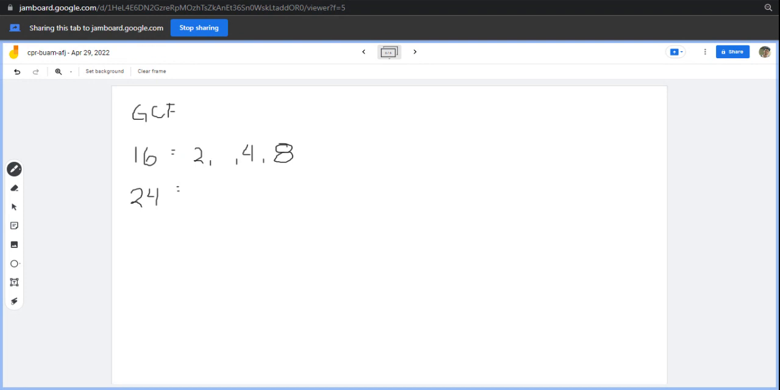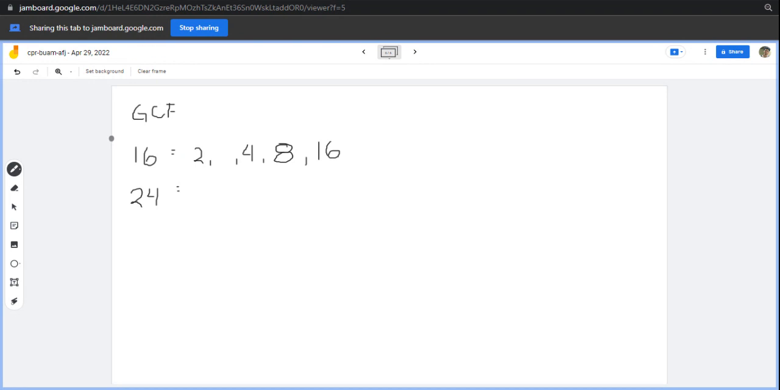8. We have already written the 8. So, there's no other factor than 2, 4, and 8. Then, the last is the number itself, the 16.